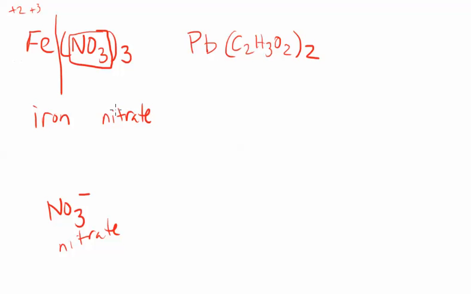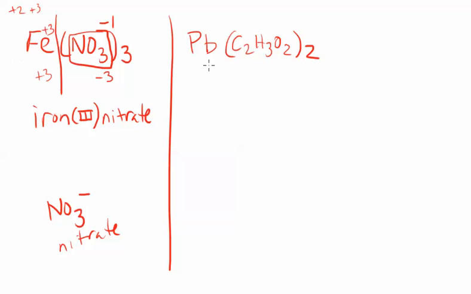Now, we're not done yet because we've got to figure out, is this iron 2 or 3? We know that nitrate is -1. We have 3 of them, so that's -3. So we need a +3 to cancel out that -3. We only have 1 iron, so it's got to be +3. So this is iron, Roman numeral 3, nitrate. All right, let's look at the next one.